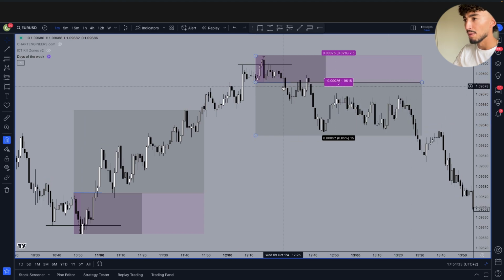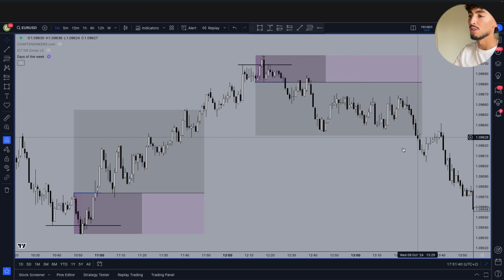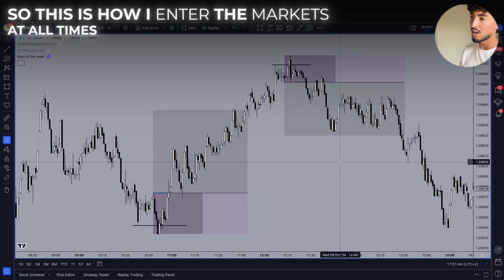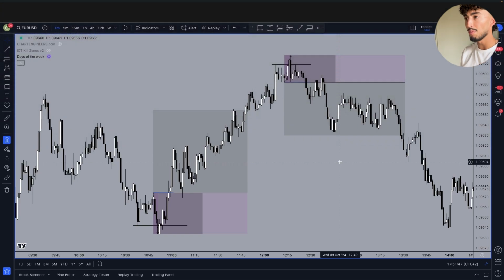So yeah, here you can see it broke down the M1, we came back into it, fill, then again into the level, and then it dropped some sideways action, and then into my TP, as you can see. So this is how I enter the market at all times. It's an M5 sweep with the M1 breaker zone.